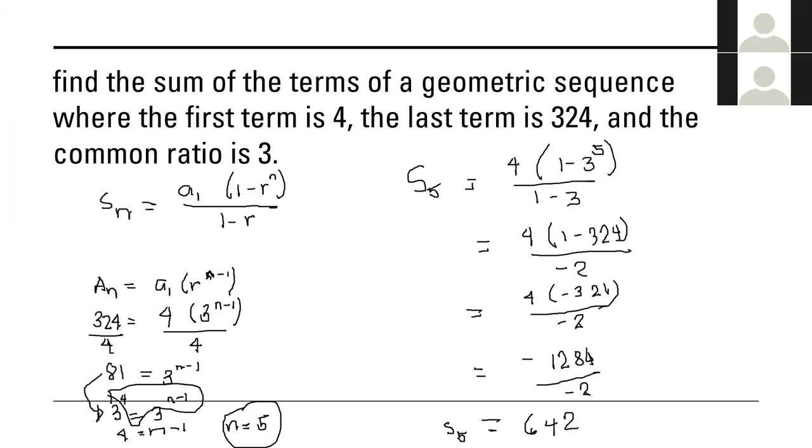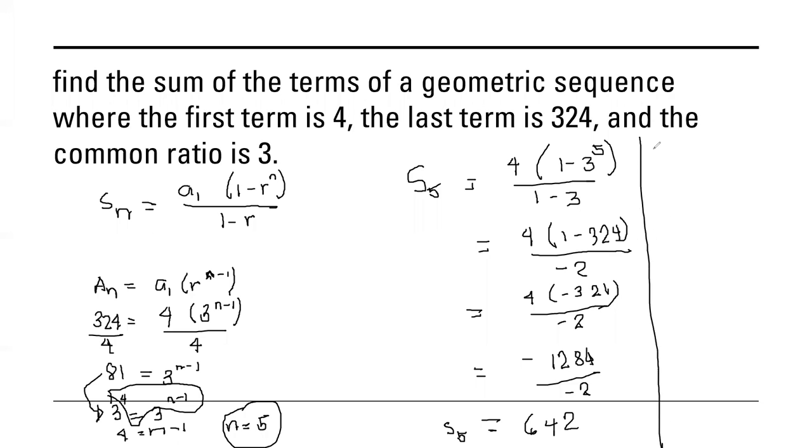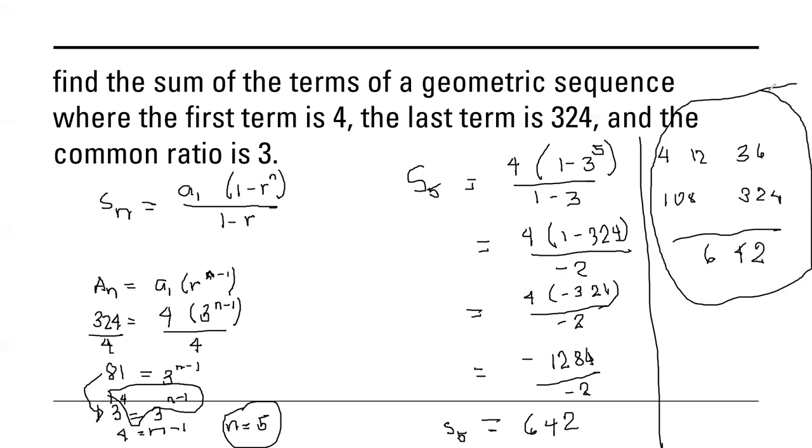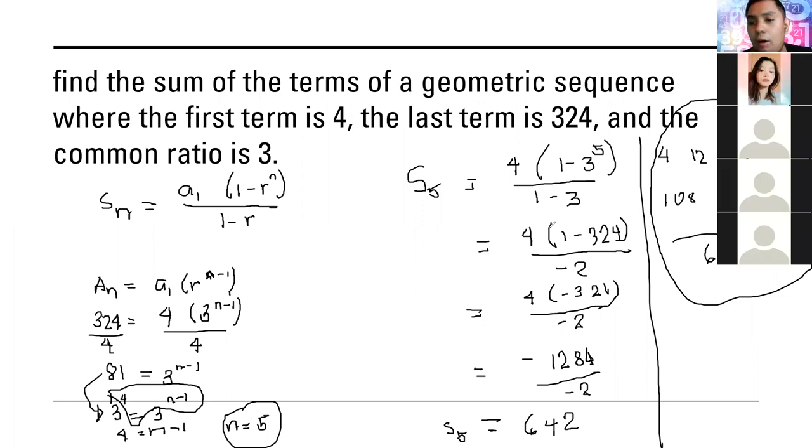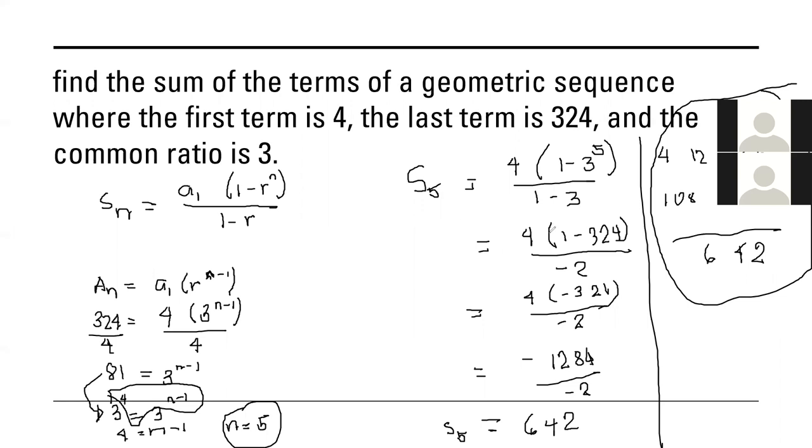Okay. Clear po tayo? Or kung gusto nyo naman, the easier way is listing method natin. Di ba? 4 times 3, 12. Times 3, 36. Times 3, 108. Times 3, 324. Then i-add nyo ito: 4 plus 12 plus 36 plus 108 plus 324. That is still 484. So, kung gagamit kayo ng formula, okay po. Kung gagamit kayo ng listing method, okay po. Wala tayong problema. Thumbs up kung okay po tayo.